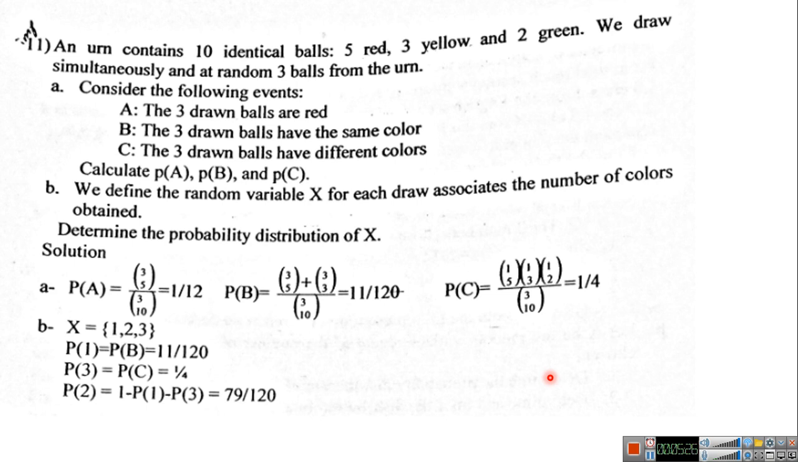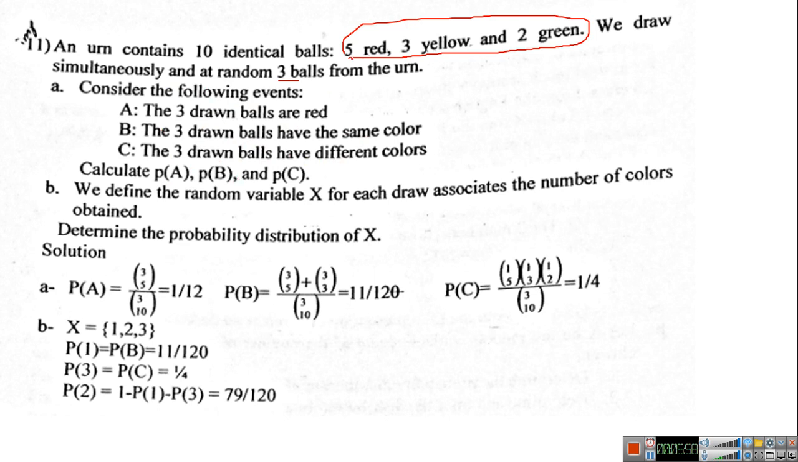Another problem. An urn contains 10 identical balls. You have 5 red, 3 yellow, and 2 green. Let me frame this. We draw simultaneously 3 balls, one after the other. Consider the following events. A: the 3 drawn balls are red. B: the 3 drawn balls have the same color. C: the 3 drawn balls have different colors. Calculate P of A.